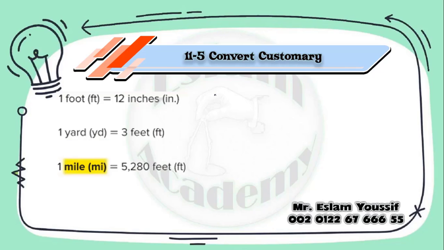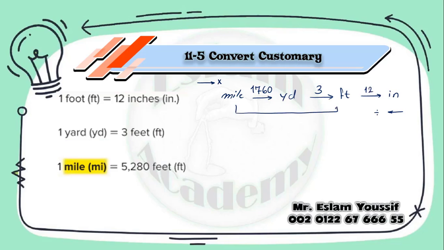So I will start from the greatest unit, which is mile. After the mile, we have the yard. After that, it will be the feet. The smallest one is called the inch. As we said before, from the greatest to the smallest, I will multiply. But from the smallest to the greatest, we will divide. 1 mile is equal to 1,760 yards. And 1 yard is equal to 3 feet. 1 foot is equal to 12 inches. If you need to convert from mile to feet, it will be equal to 5,208.